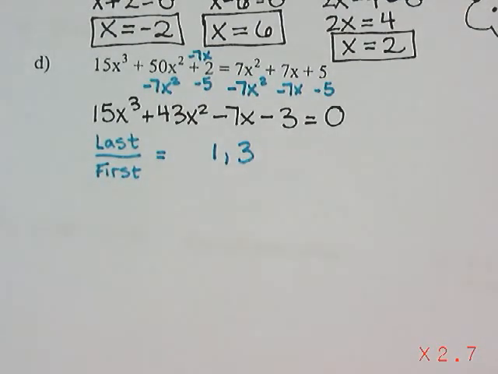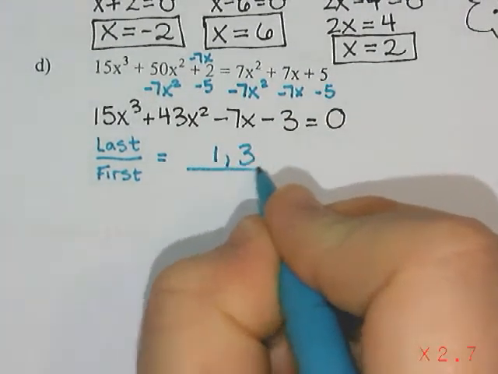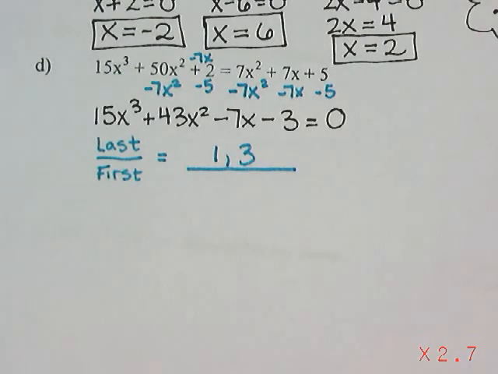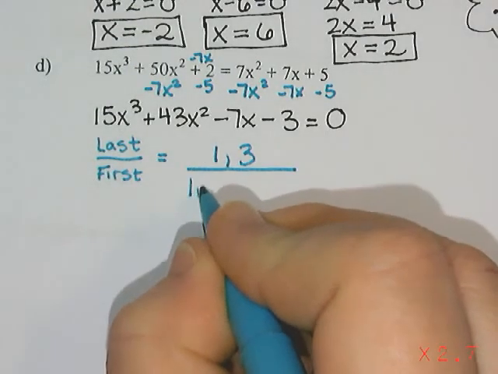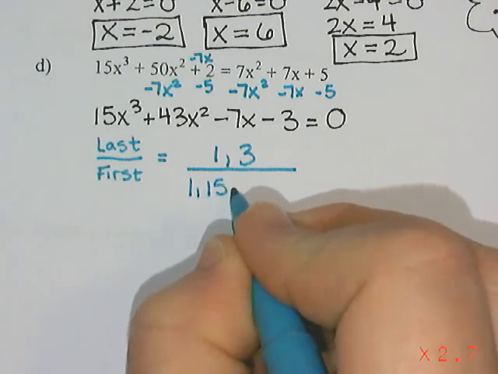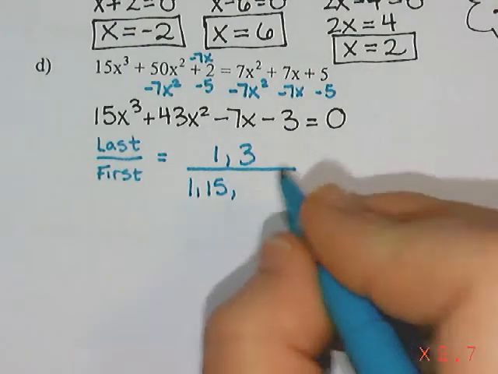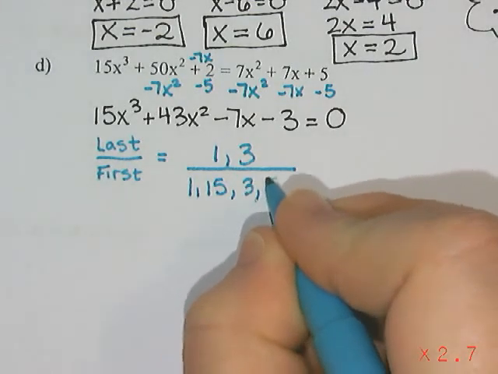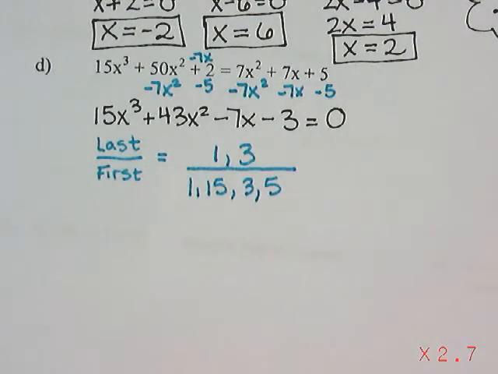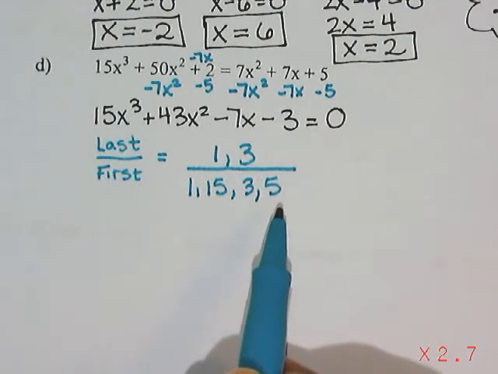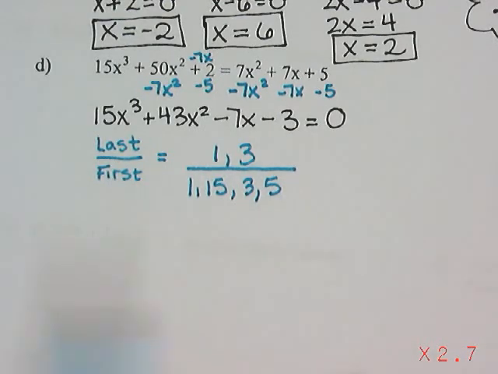They could be positive or negative. Things that divide into my first term, that's 15. That would be 1 and 15. 2 does not divide evenly into 15. 3 and 5 make 15. 4 does not divide in evenly, and then I'd be up at 5, and that's the end of my list.